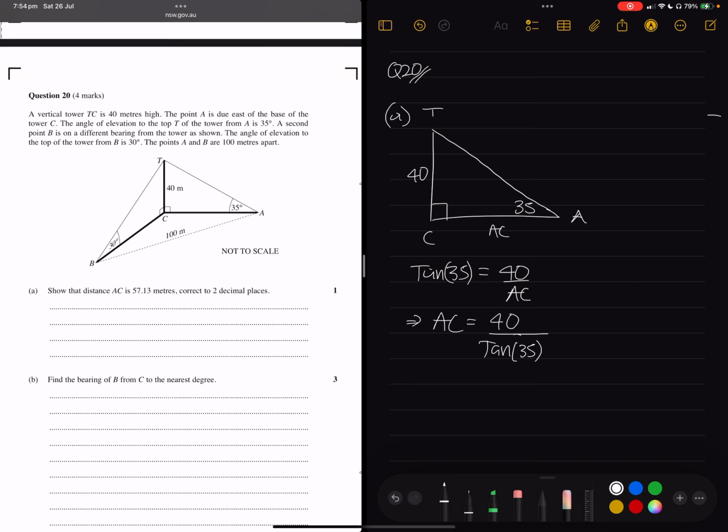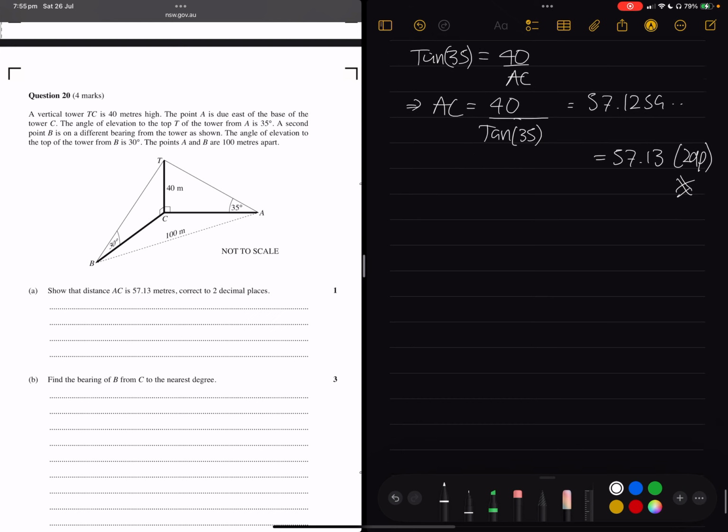You put this into the calculator, 40 over tan 35. Make sure the calculator's in degrees mode, and we get 57.1259 dot dot dot. So this is 57.13 to 2 decimal places. This is what we're asked to show for part A.